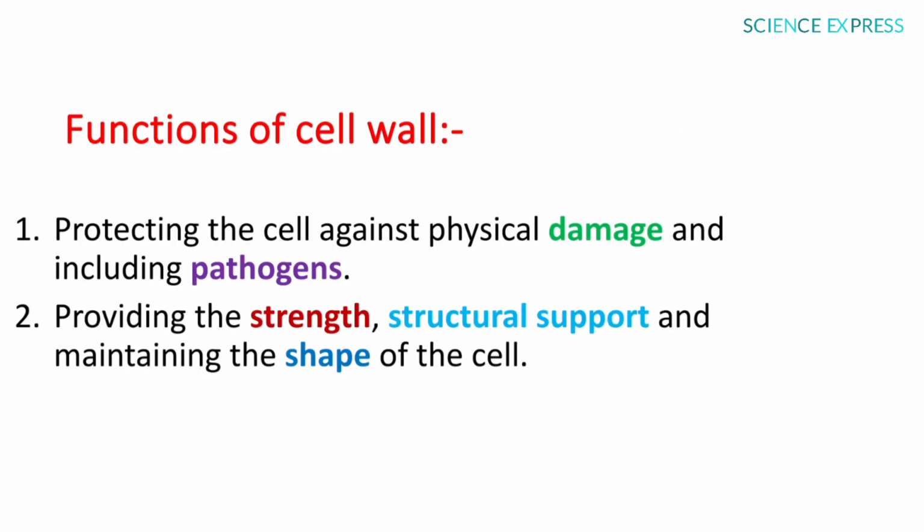Now discuss about the function of cell wall: protecting the cell against physical damage and pathogens, providing strength, structural support and maintaining the shape of the cell. It is an outer covering above the cell membrane, so it protects the cell membrane also from damage.